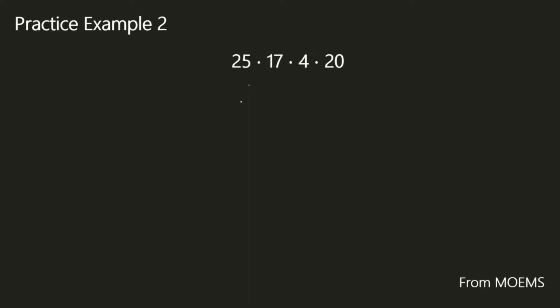So here I spotted a 25 and I also spotted a 4. I know that 25 times 4 is equal to 100. So I'm going to switch the order of 25 and 17. So 25 is placed right next to the 4. And this becomes 17 times 25 times 4 times 20. Okay. Next, I'm going to use associative properties and group 25 and 4 together and compute them first.